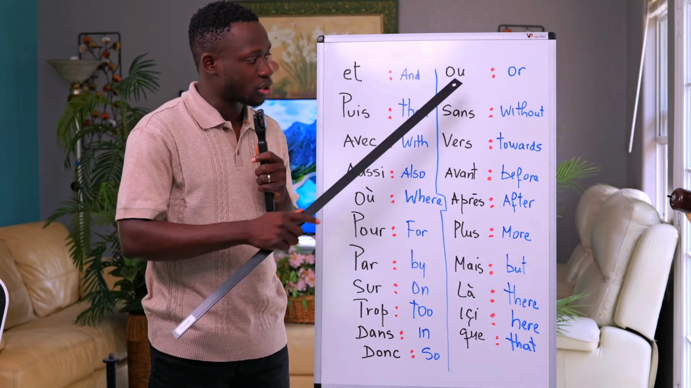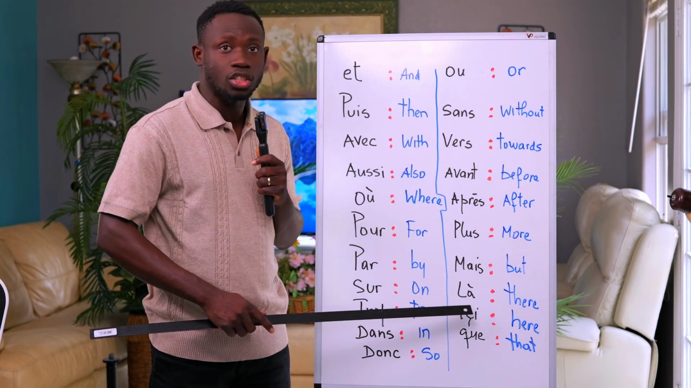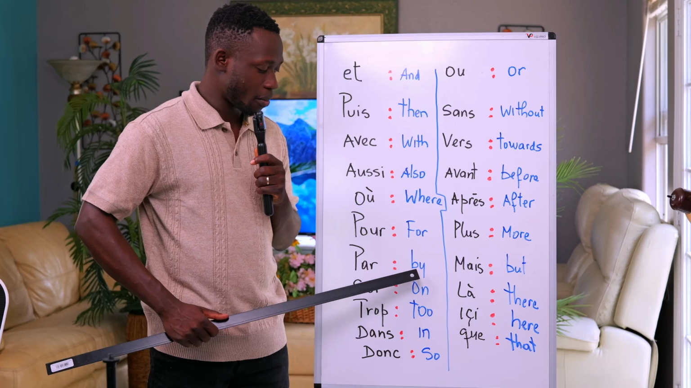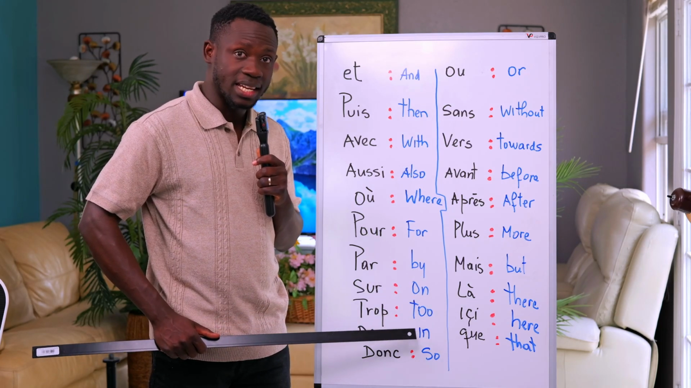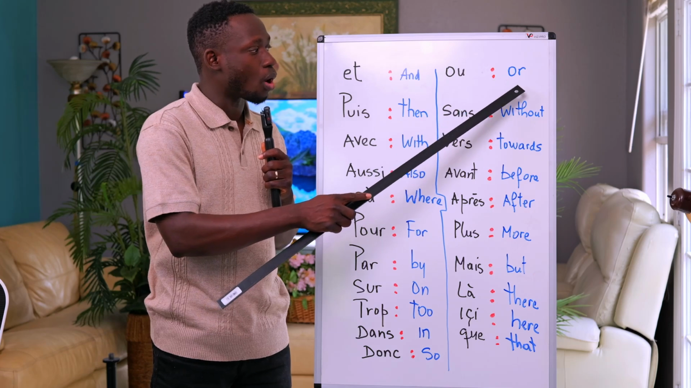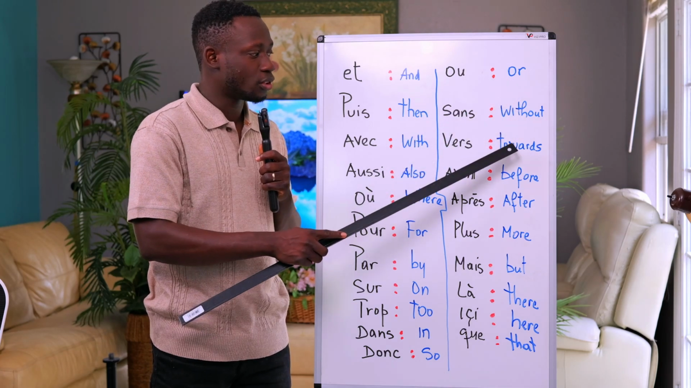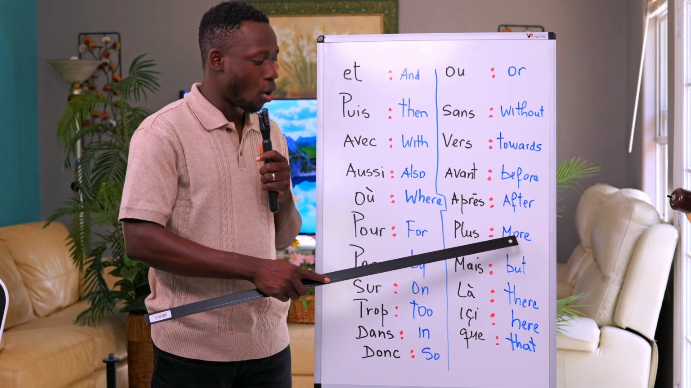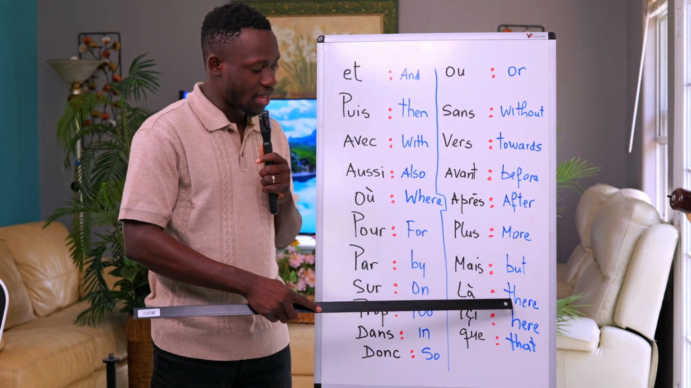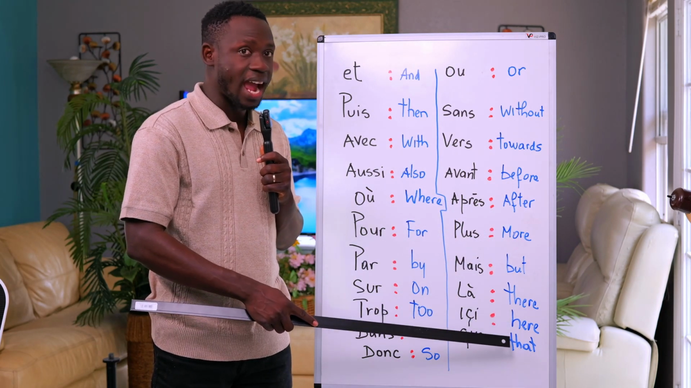Choose one of these prepositions and make a sentence with it in the comment. By, on, to, in, so, or, without, towards, before, after, more, but, there, here, that.